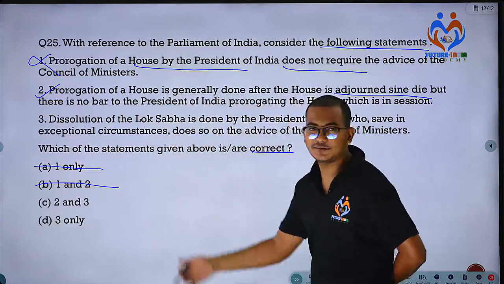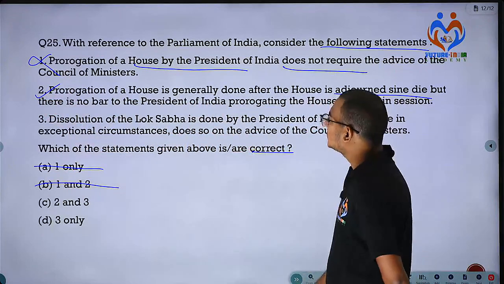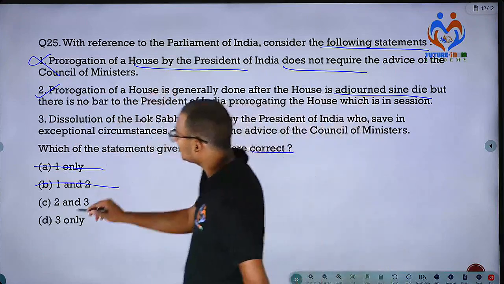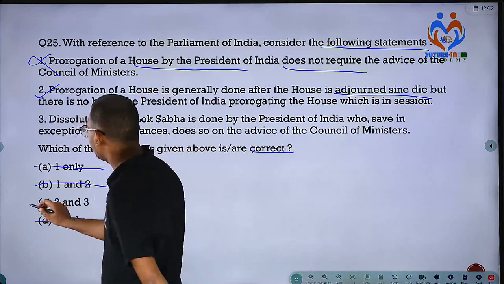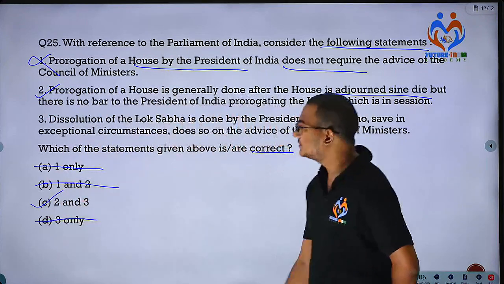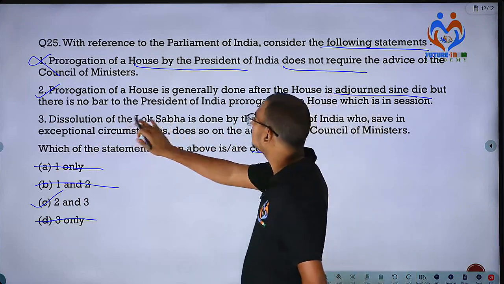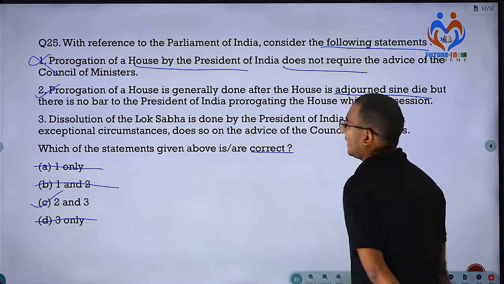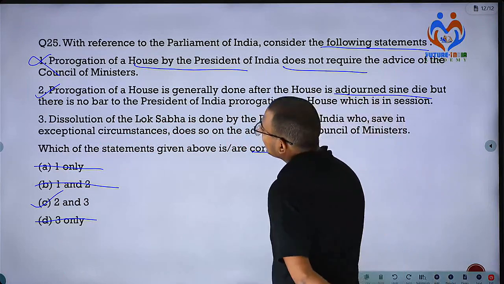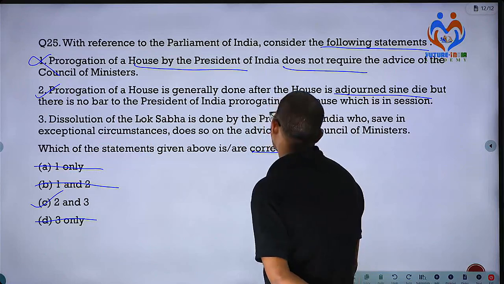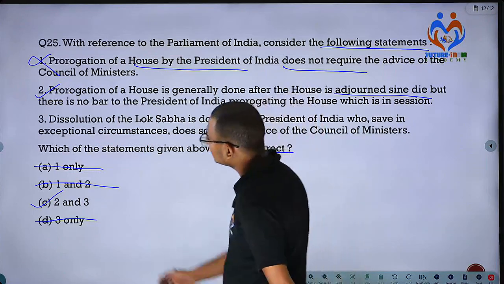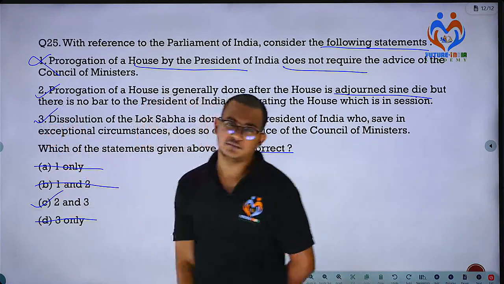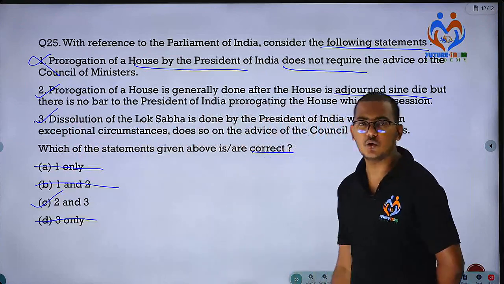Okay, no worries, I'll explain the process again. Dissolution of the Lok Sabha, so 2 is correct. Remove all the options which don't have 2, so your answer is C. But still we'll see the third one as well. Dissolution of the Lok Sabha is done by the President of India, who, save in exceptional circumstances, does so on the advice of the Council of Ministers. Yes, dissolution will be by following the advice of the Council of Ministers only.